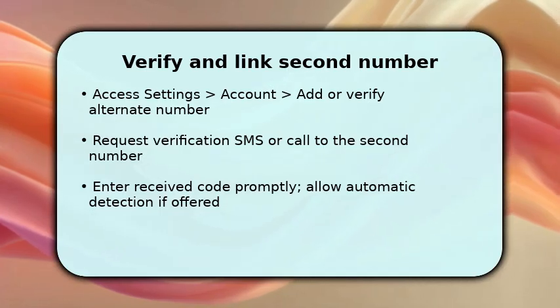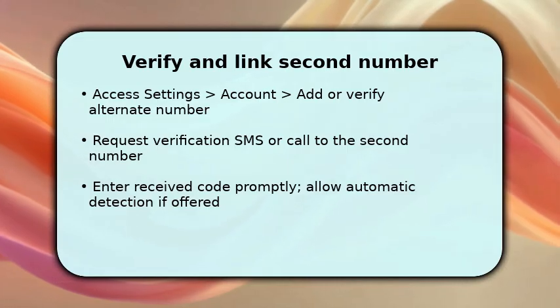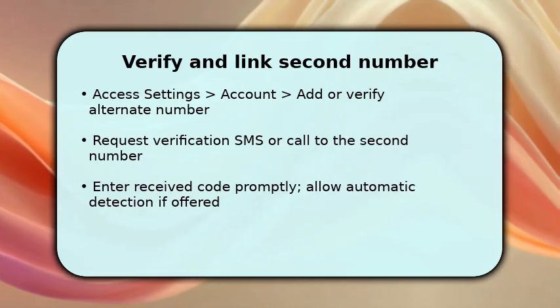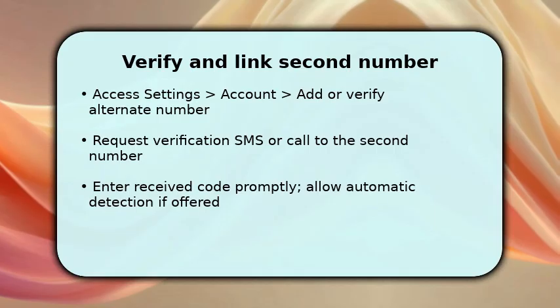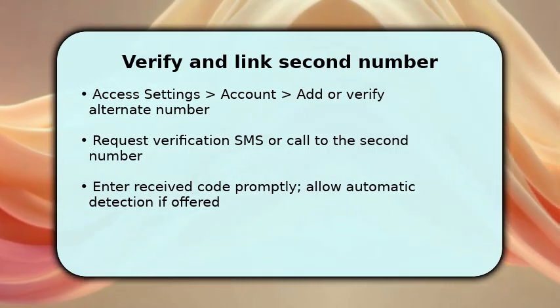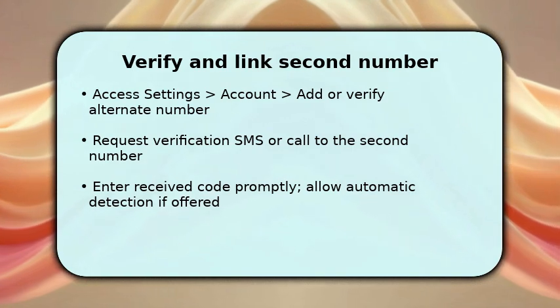Navigate to Account Settings and choose Add or Verify Alternate Number, then request the SMS or call verification to that second number. When the code arrives, enter it immediately or grant Truecaller permission to auto-detect the code. If prompted, confirm which number should display as caller ID when you place outgoing calls using Truecaller features.